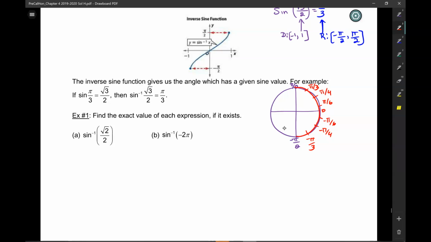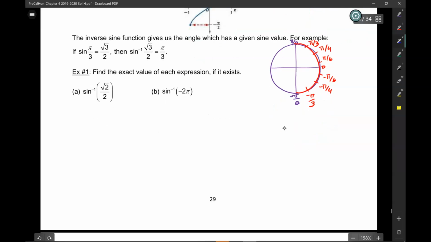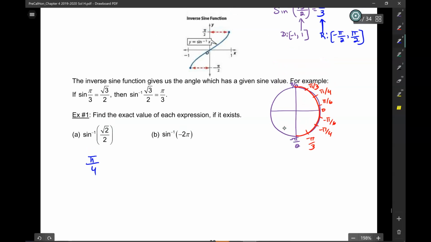Let's do a couple. Look at this one. Inverse sine root 2 over 2. I'm asking you, what is the angle so that when you do sine, you get root 2 over 2? What is that angle? In radians, pi over 4. Now look, where is 3 pi over 4? Here. What's sine of 3 pi over 4? Same thing. It's also root 2 over 2. But can you say inverse sine of root 2 over 2 is 3 pi over 4? No, because it's not in the domain. You see that?